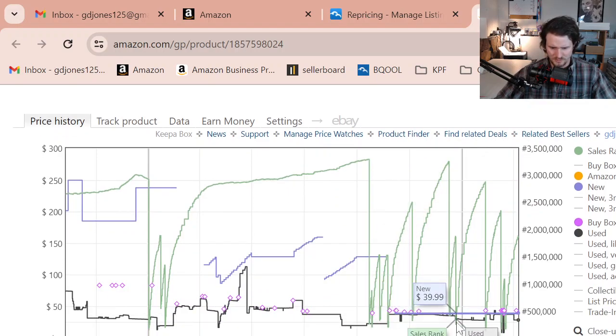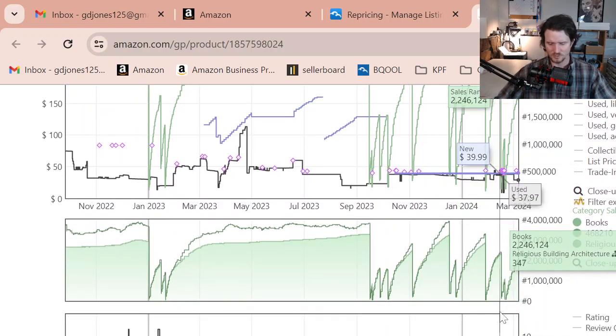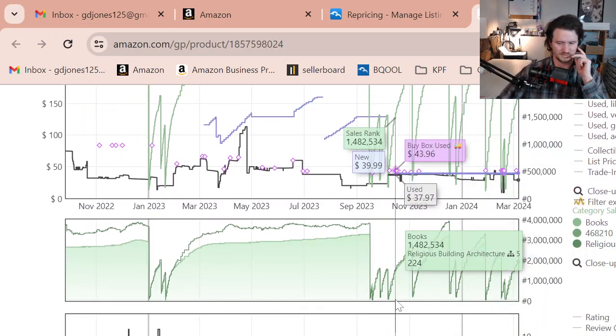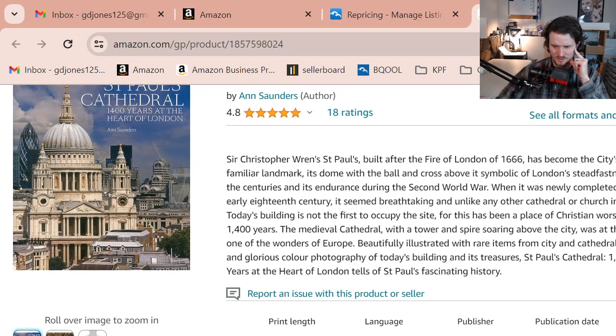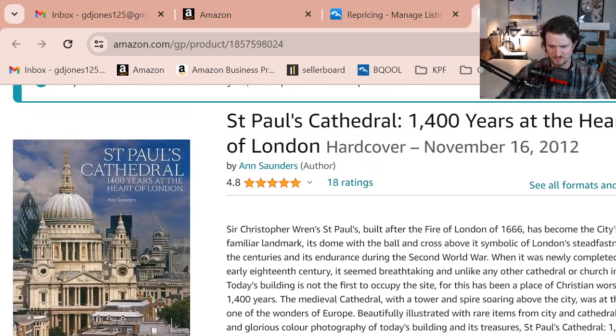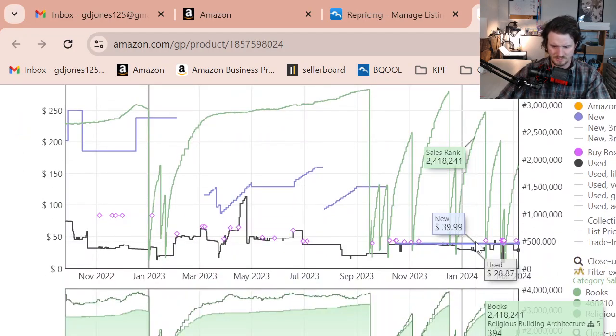Looks like 37, 31, 37. We're definitely getting sales. 2023 back here. So let's say 37. That's a decent medium price. So that's pretty good.